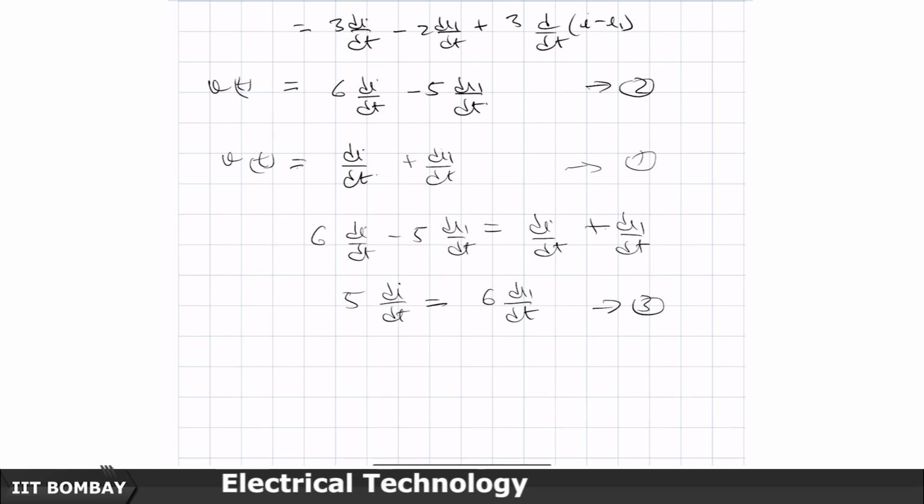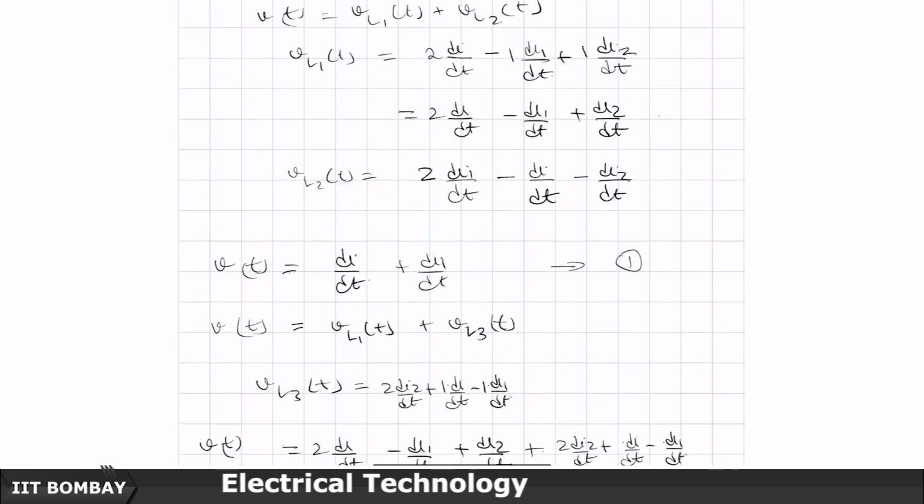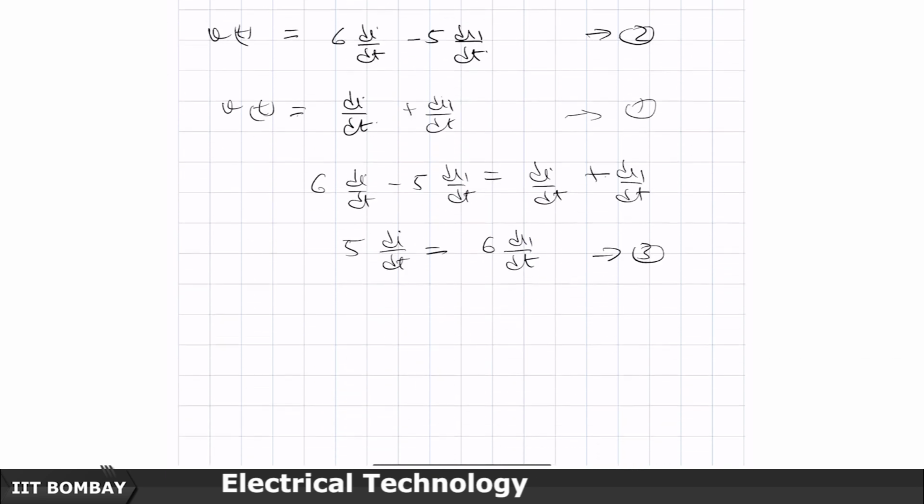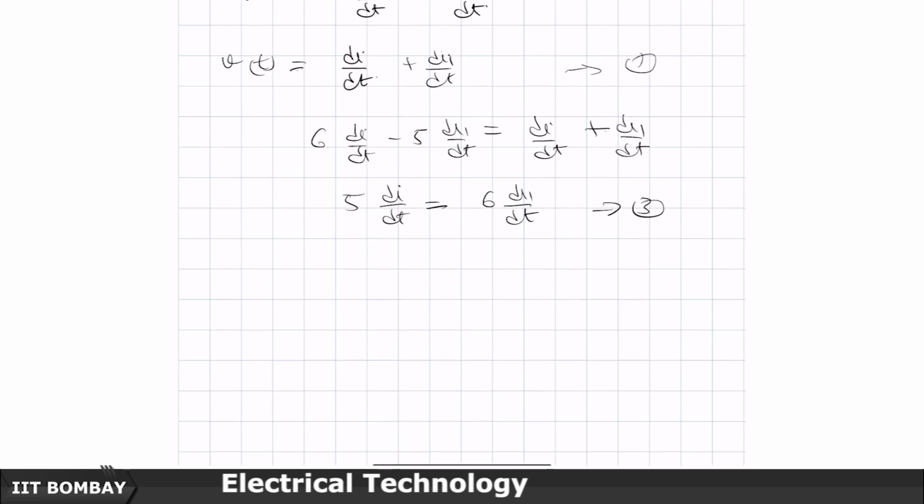And now, if I substitute this in equation number 1, the third set of equations here, because finally I want a relationship between V, the voltage which is applied, and the current I which is pushed in the circuit. So, if I do that, then I will get V of t equal to di by dt plus di1 by dt, which can be written as 5 by 6 of di by dt. This is going to turn out to be 6 plus 5, 11 by 6 di by dt.